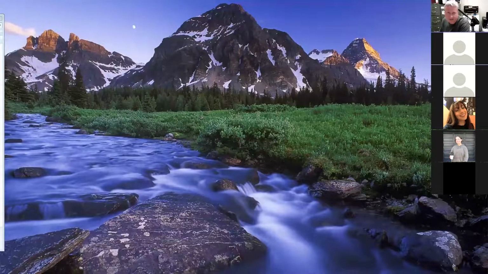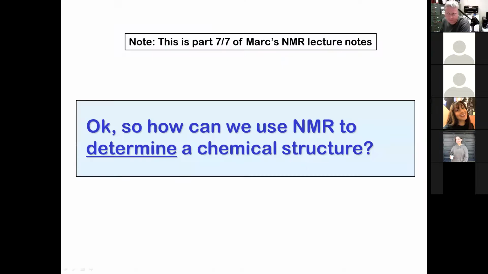Now we get to the fun. If it wasn't fun yet, it'll become very fun quickly now, because now we're going to solve problems, and this turns into a puzzle. We love puzzles. I don't know if you all like puzzles. I like puzzles. So how can we use NMR to determine a chemical structure? We haven't done that yet.